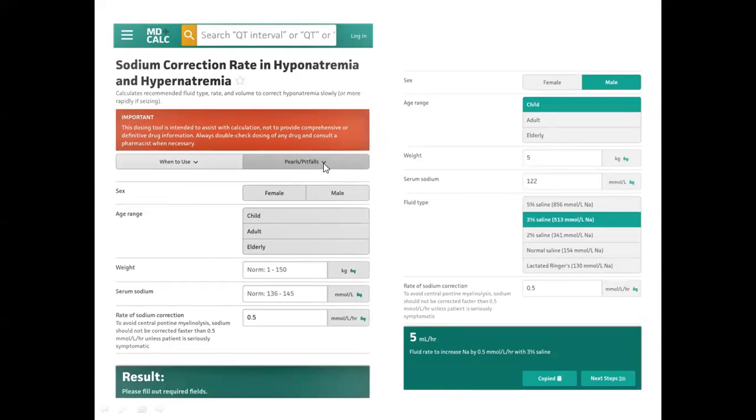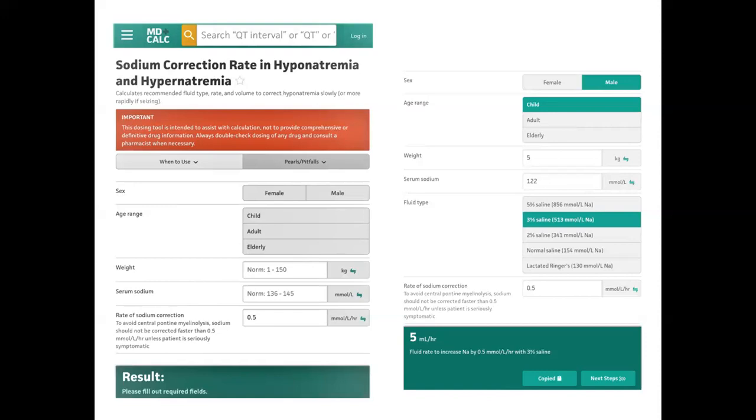In that, the only thing is you need to select the age and sex, put the weight in kg, set the serum sodium, and you can choose what you have to choose here: the rate of sodium correction. If you want to correct 10 millimoles per day, what is the rate you have to keep here? The rate of correction per hour. Roughly around 0.4.